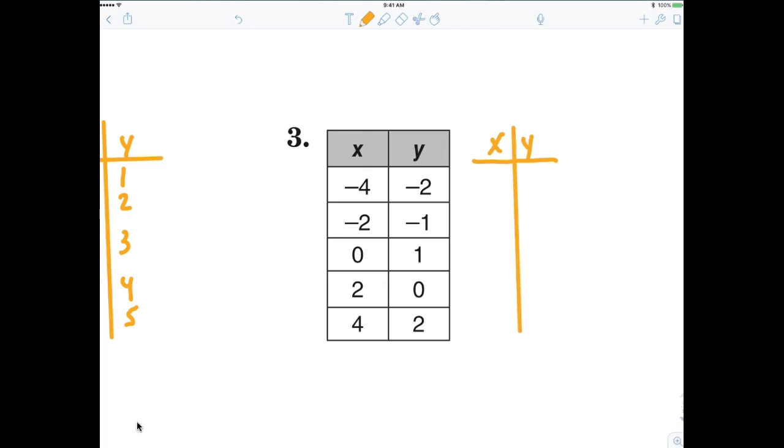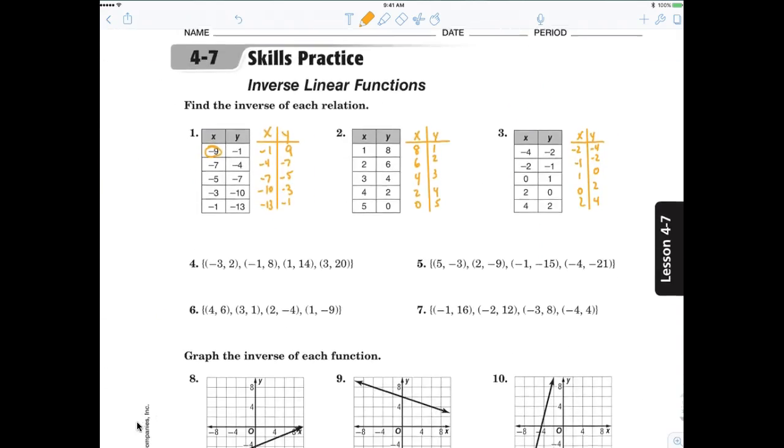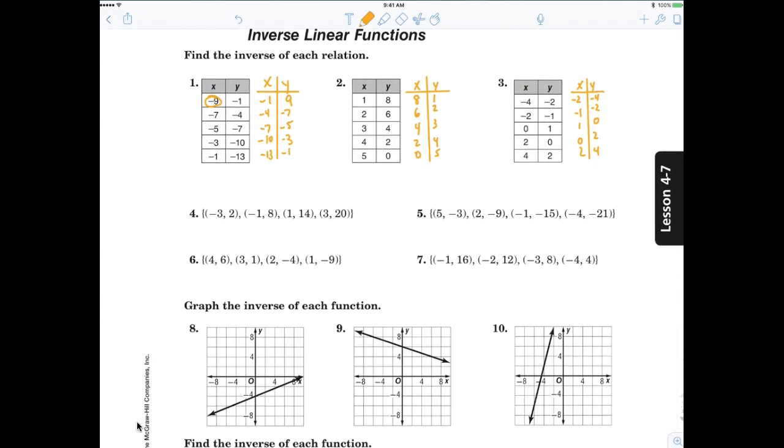x, y, -2, -1, 1, 0, 2, then -4, -2, 0, 2, and 4. So again, hopefully you agree that's very easy. That's if it's in a table form.